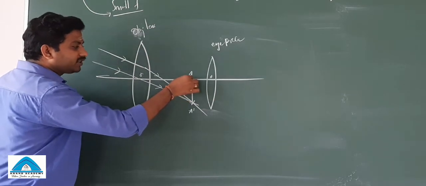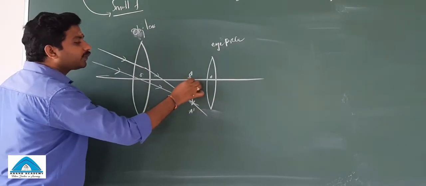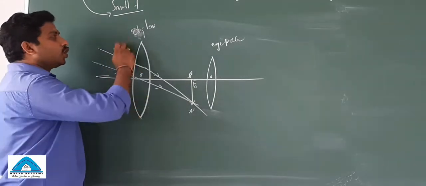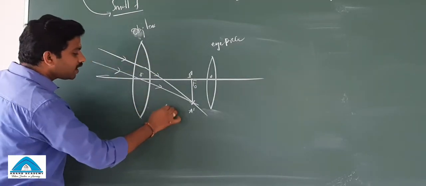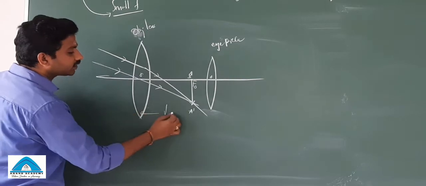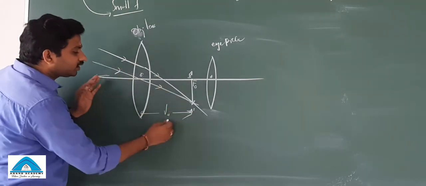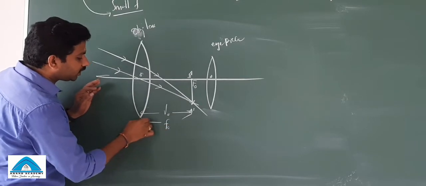Now this is the principal focus point of the objective lens, the objective lens principal focus, and V naught is here. So V naught is here. And V naught is nothing but the F naught here.